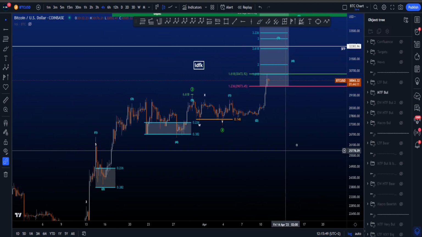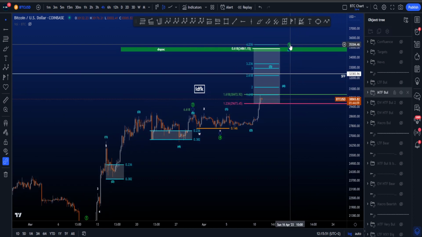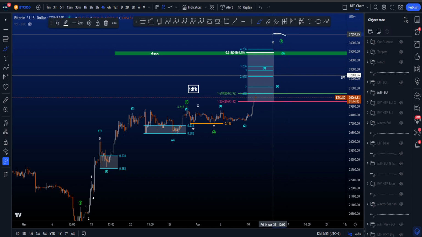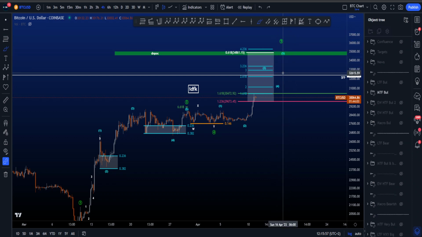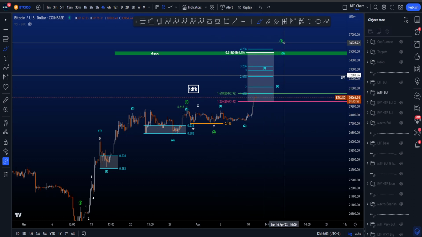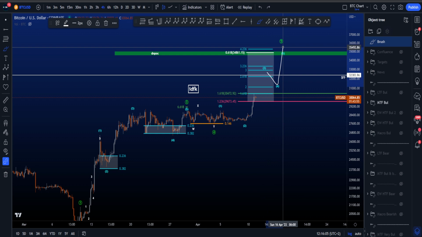So if we then look at this new impulsive move to the upside, that is where the green 5 is eventually gonna end. So the green 5 in this scenario has not yet ended. It's still ongoing. We are currently in wave 1, 2, currently in wave 3 to the upside, for then eventually a wave 4 and a wave 5.